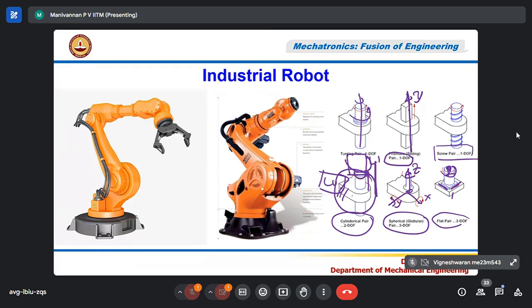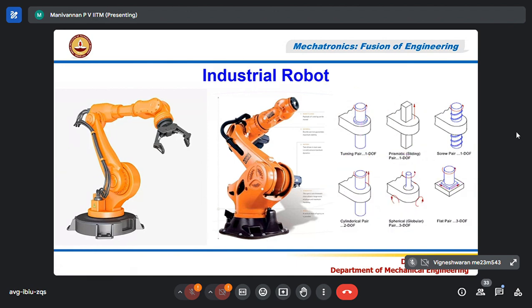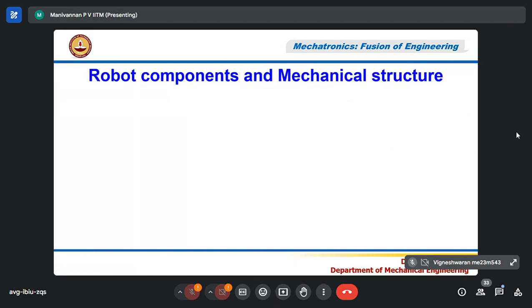So you can connect all these things, depending on the requirement in your robot, to get the degrees of freedom. Okay. So this is how the robot works. Next, I want to talk about what I already told: the basic components of a robot. It has links and joints.